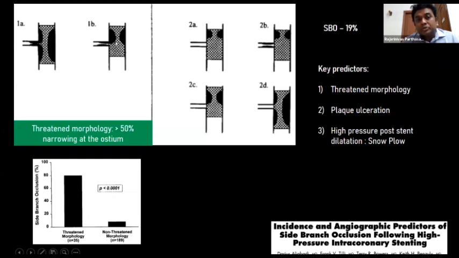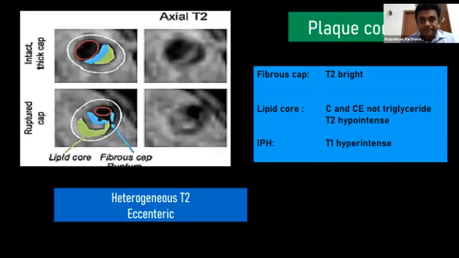Similarly, a plaque which is going up to the ostium, but involving the ostium, causing more than 50% narrowing. These are threatened morphologies, which we have to be very careful about. In a paper, up to 20% of these arteries occluded. So this is again relevant when you're deciding whether you want to go ahead with stenting or not, which Sir will talk about in the next talk.